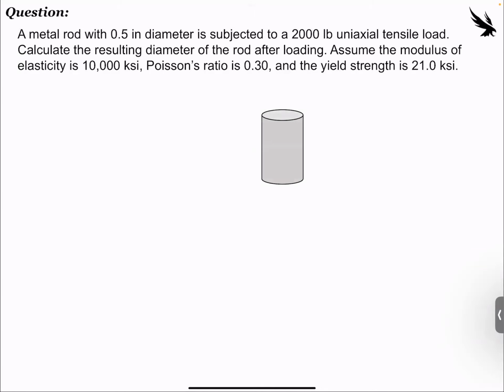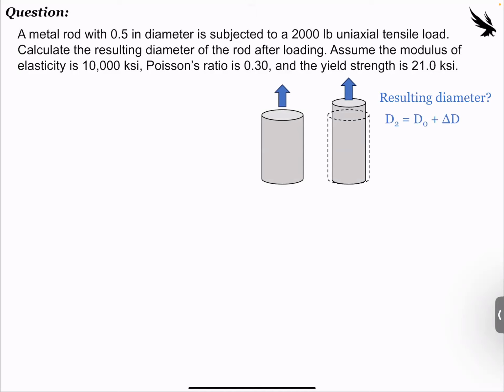So essentially what we have is this 0.5 inch diameter rod subjected to this tensile force, 2,000 pounds. And we know that the resulting will have an extension in the axial direction and a compression in a lateral direction. So we are asked to find the resulting diameter. We're going to call this D2, the second diameter we care about. This is equal to our original diameter, D0, plus this change in diameter.